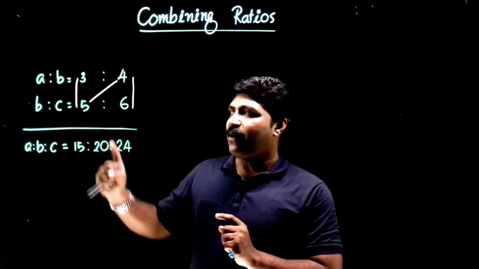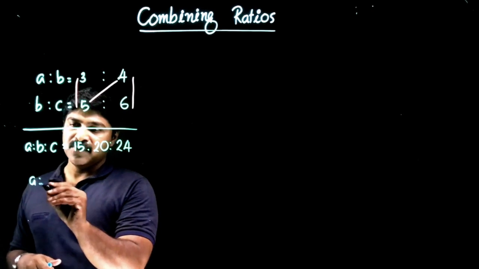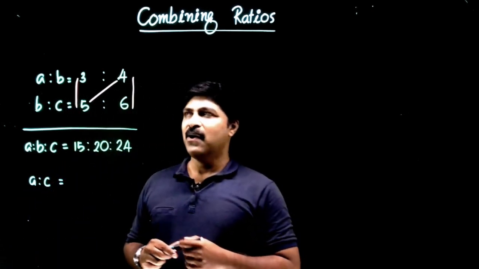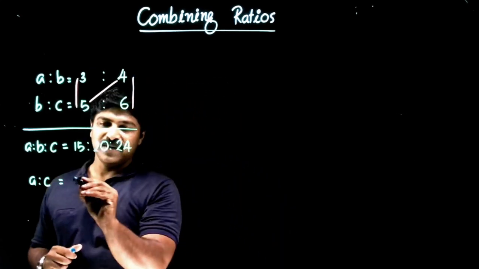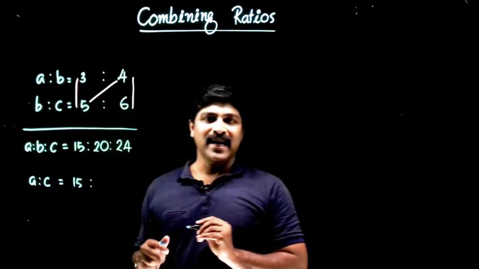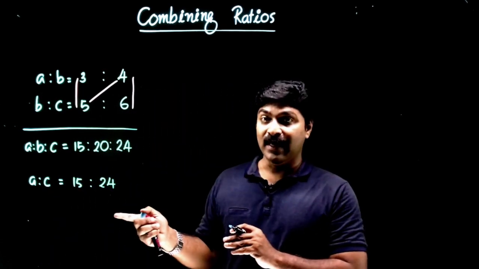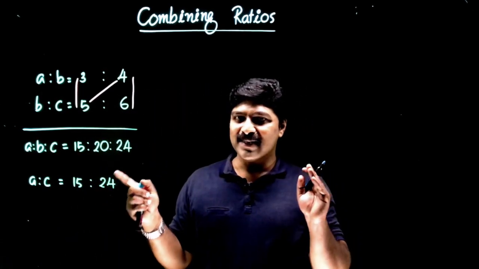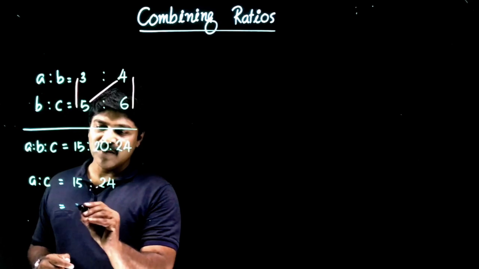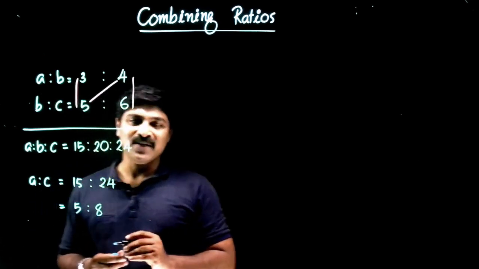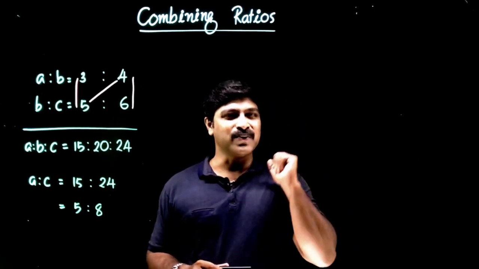One more important point: if you need to find only A is to C, what do you have to consider? Only the first operation and the last operation. Here, first operation 5 into 3, 15, and the last operation 6 into 4, 24. A further simplification is possible because 3 is a common factor for both values. Dividing both by 3, this is 5 is to 8. Clear? So this is the simple version of combining two ratios.